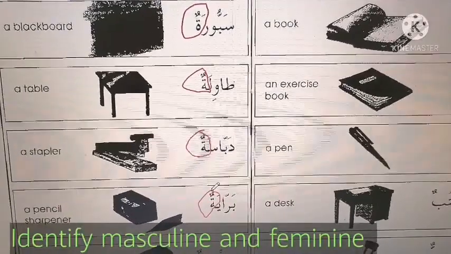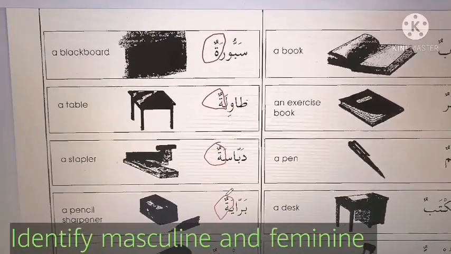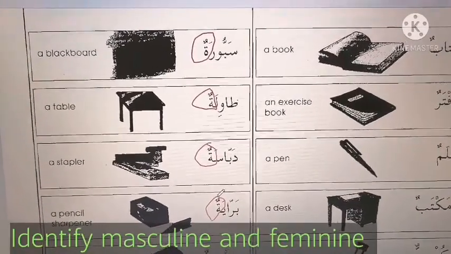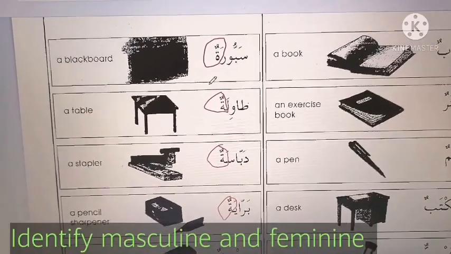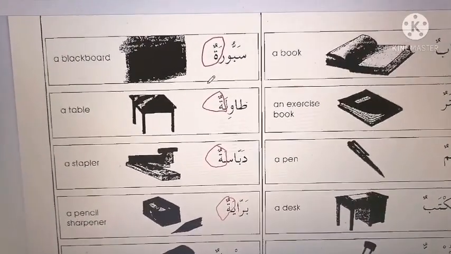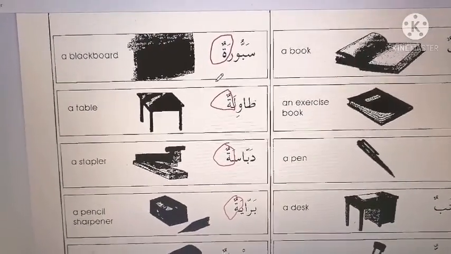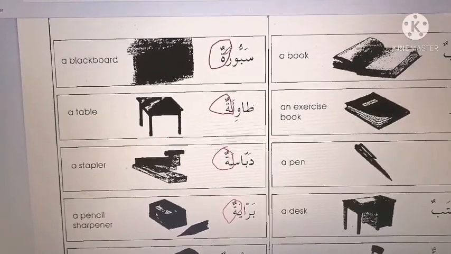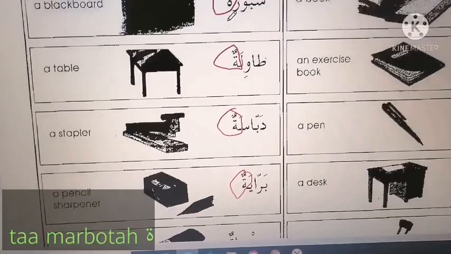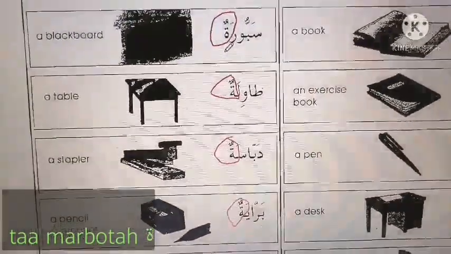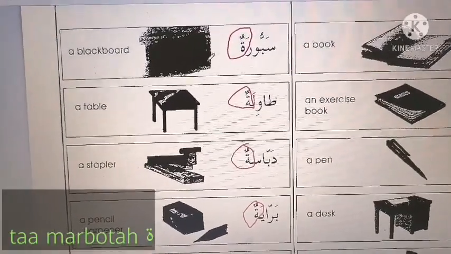So friends, how will you differentiate between Haza and Hazihi in Arabic? How will you know whether it is masculine or feminine? So Hazihi, as you can see, I have circled the words ending with ta marbuta. It is called ta marbuta or round ta. So whatever words are ending with ta marbuta, as you can see, I am pointing out. Ta marbuta is there, round ta. Ta marbuta means round ta.